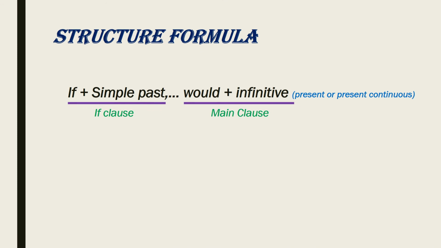The same formula is here, but the tense is changed. There was if plus simple present, but here it is simple past, and would replaces will in type 2. So would plus infinitive, both present or present continuous infinitives, you can use both in the main clause of type 2. So here in the if clause we have past simple, and here in the main clause we have both present infinitive or present continuous infinitive.